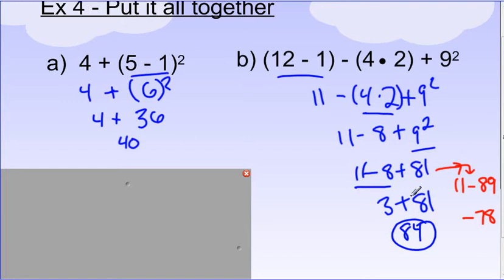You work from left to right when you have 2 things that are on the same step. Like 2 parentheses, do the left one first. 2 exponents, you do the left one first. Multiply or divide, left one first. Add, subtract, left one first.